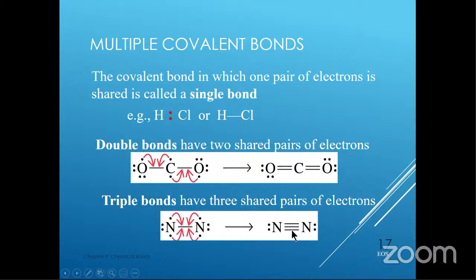And you'll notice that there are three lines here, so each line represents a pair. So this is a triple bond that exists between the two nitrogen atoms, all right? And you'll notice that in each case, each atom has its octet satisfied.